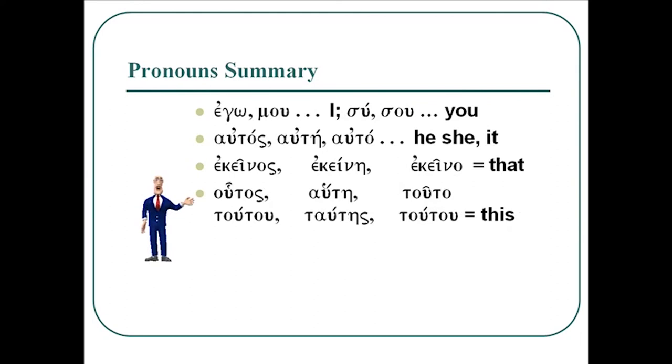Houtos, toutou, haute, tautes, touto, toutou, is the demonstrative pronoun this. We notice that houtos, haute, take a tau on the front when they go into the genitive, dative, accusative forms, as similar to the article that we've seen earlier. So this and that, ekeinos, houtos.